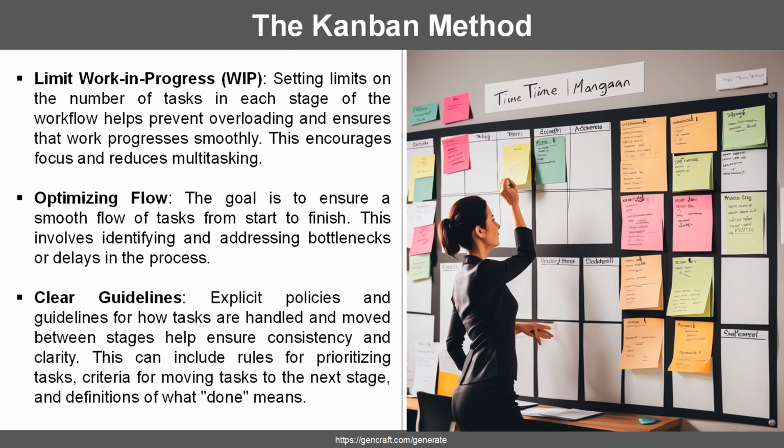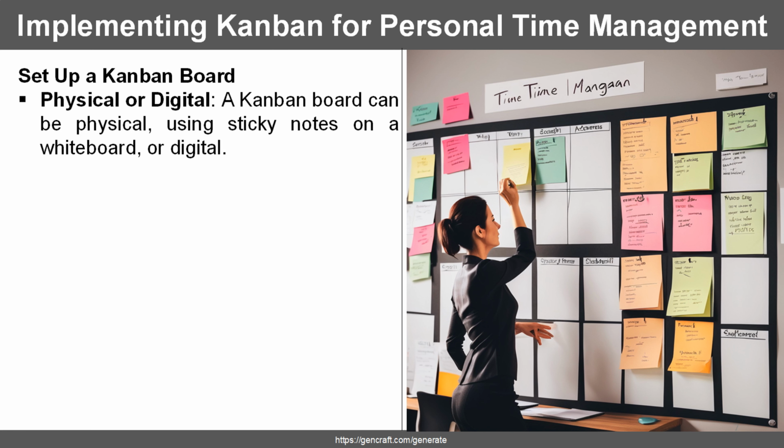Clear guidelines. Establishing clear rules for task prioritization and movement ensures consistency. For instance, define criteria for when a task is considered done and ready to move to the next stage. Setting up a Kanban board can be done using a physical or digital board. A Kanban board can also be created using sticky notes on a whiteboard, or digital tools for convenience.